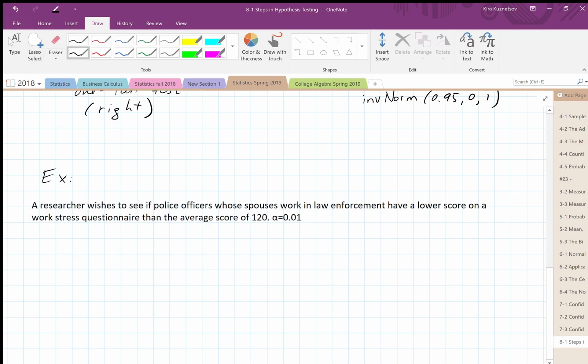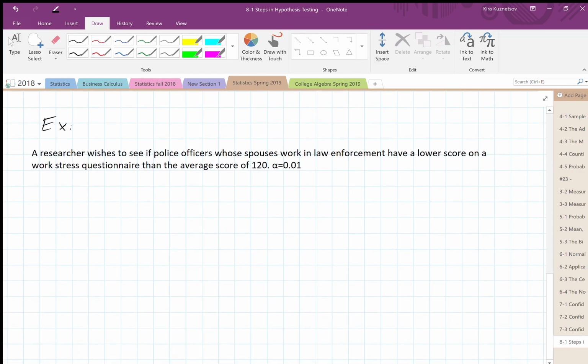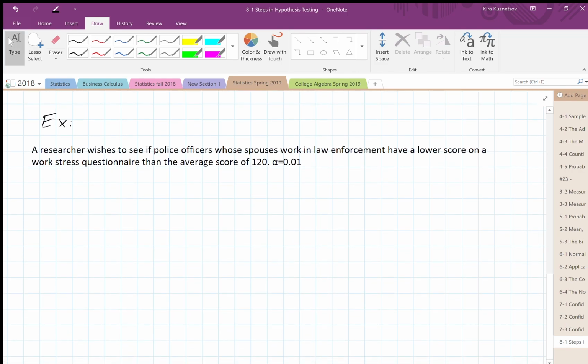A researcher wishes to see if police officers whose spouse works in law enforcement have a lower score on a work stress questionnaire than an average of 120. So there's my word average, there's my 120. So my null hypothesis is mu is equal to 120. The alternative hypothesis is mu, and then I'm looking for words like lower, which indicates that it must be less than.